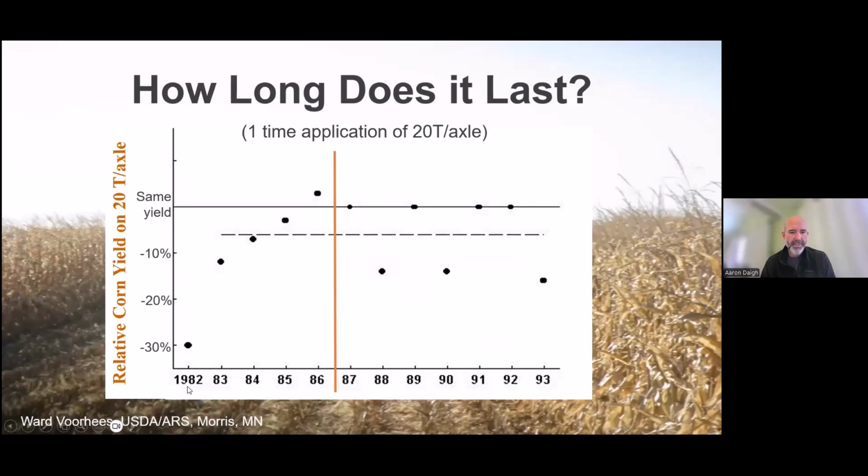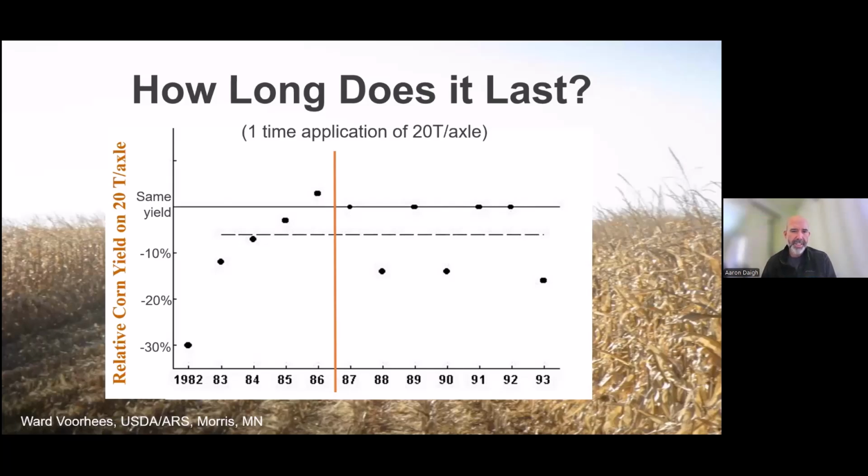So even though this data is from quite a while back, this is shown all throughout the world on high axle loads and compaction events. In this case, for relative corn yields, after a one-time 20-ton axle event goes through, the next year yields dropped by 30%. The second year afterwards is still down 11, 12% from what it was beforehand. And then it takes another 3, 4, 5 years before it gets back up to previous conditions.